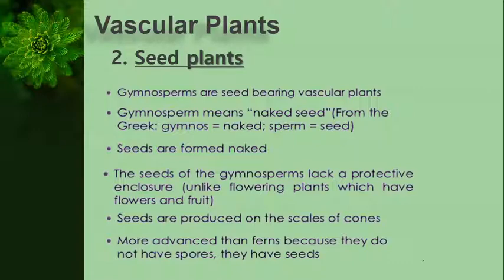So this group of gymnosperms have cones, the seed-producing structures. So the seeds are protected in the cone. And this group is also more advanced than the ferns, because this group reproduces by seed, not by spores. So it's more advanced than the seedless plants.